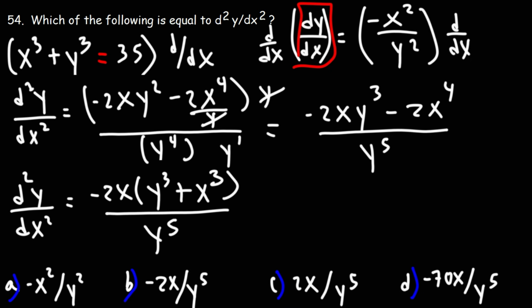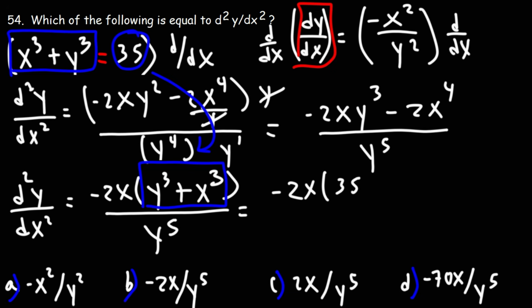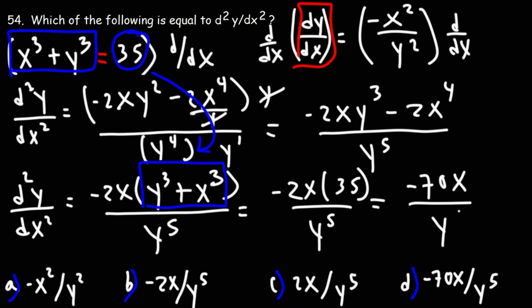Now, notice what we have here. y cubed plus x cubed, we have that there. And notice that it's equal to 35. So we're going to replace this with 35. So we're going to have negative 2x times 35 over y to the fifth. 2 times 35 is 70, so we're going to get negative 70x over y to the fifth. So this corresponds to answer choice D.